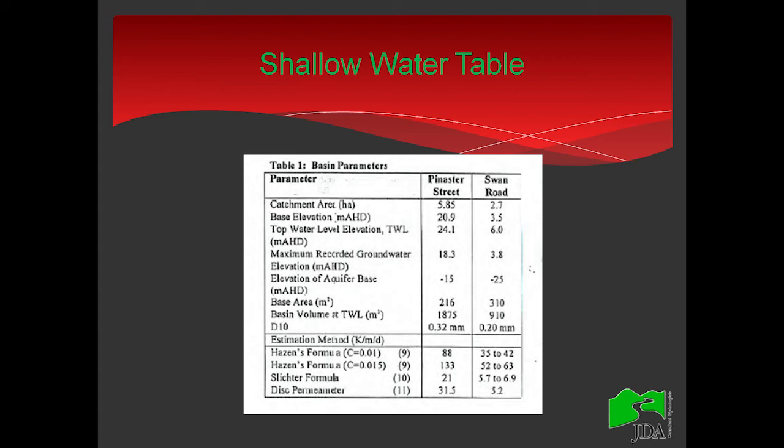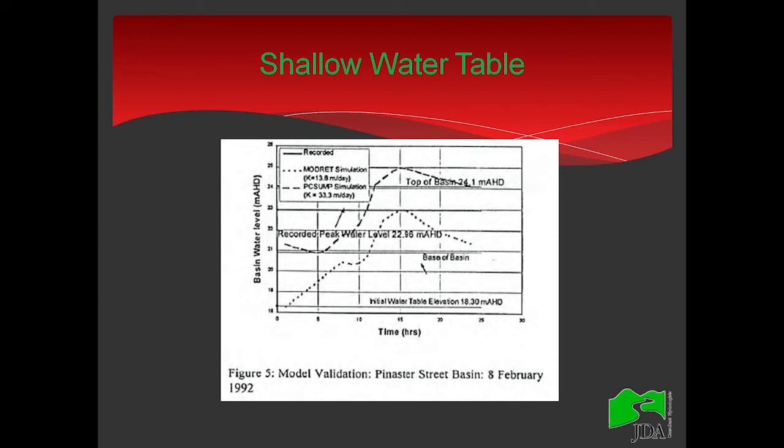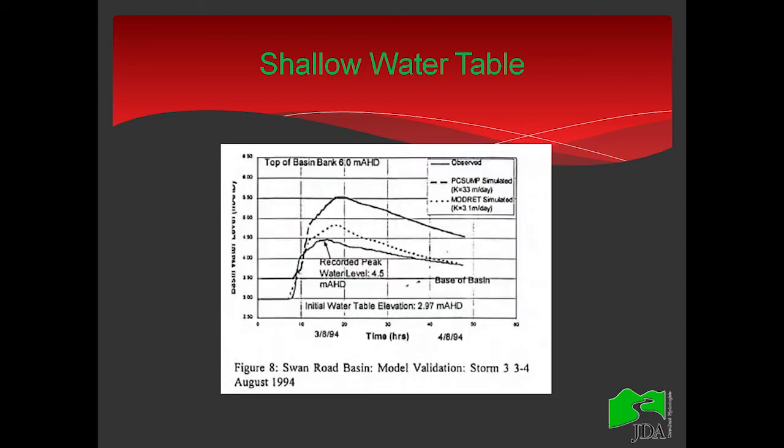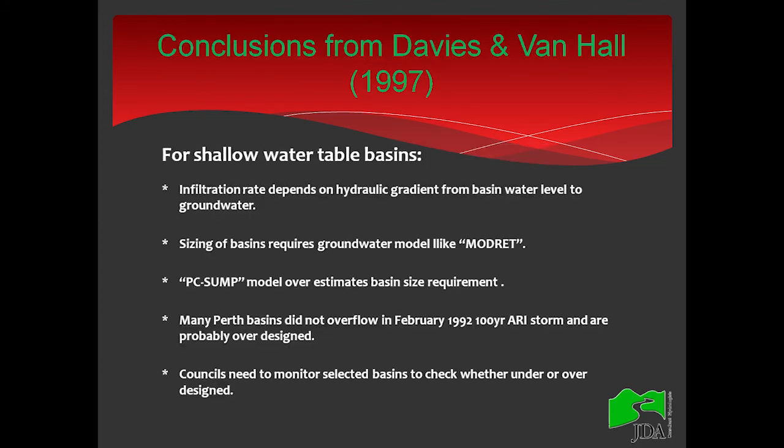For shallow water table basins, the infiltration rate depends on the hydraulic gradient from the basin water level to the groundwater. Now, as we've said, simplistically, you might think the infiltration rate is going to equal the soil hydraulic conductivity. So if we have a K of, say, 5 meters a day, you might think the water's going to go in at that rate. Well, it will under unit gradient, which is the deep water table case, but it won't where the water table is shallow because you'll have a gradient that might be 1 in 100 or 1 in 1,000. So the velocity will then be K divided by 1,000, and you'll get a very slow rate of water movement. It requires a model like MODRET.